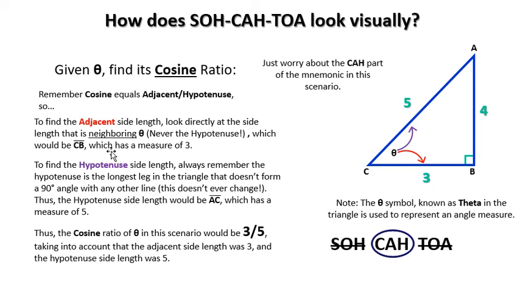So in this case, given theta, find its cosine ratio. Remember, cosine equals adjacent over hypotenuse. To find the adjacent side length, look directly at the side length that is neighboring theta. Once again, this is never the hypotenuse, which would be line CB, or shown here. And it has a measure of 3.